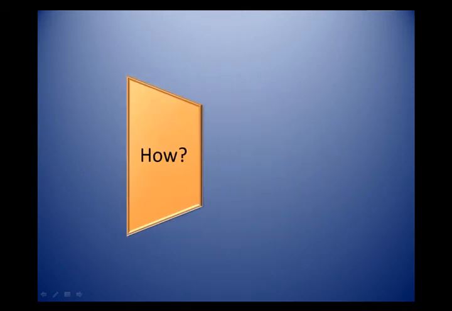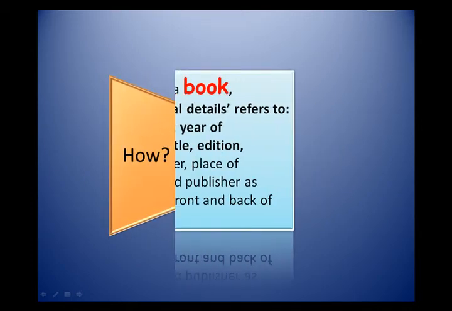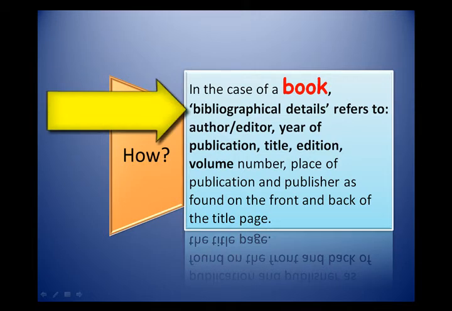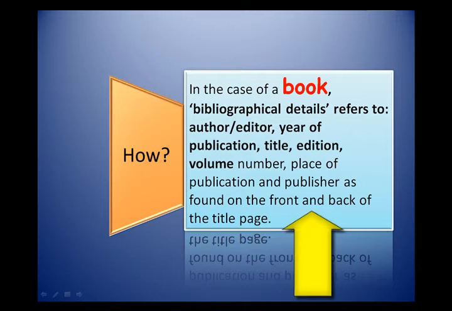We generally try to get the same information from each source. In other words, name, date, title, and so on. This is known as bibliographic information, and in the case of a book, can be found in the front and back of the title page.